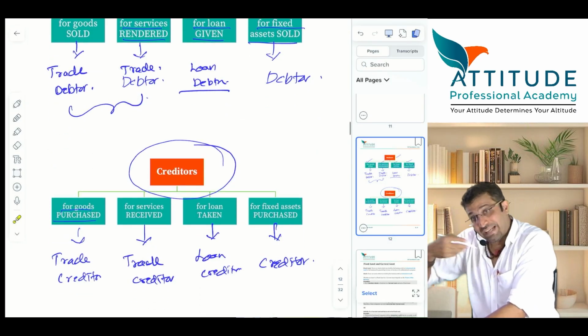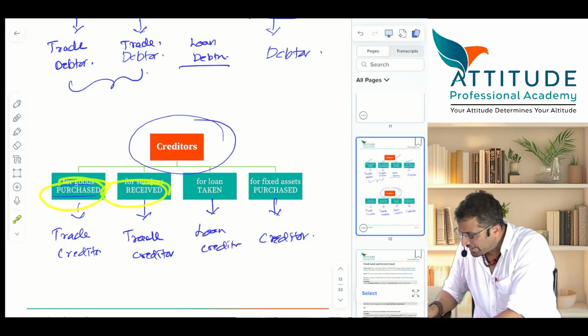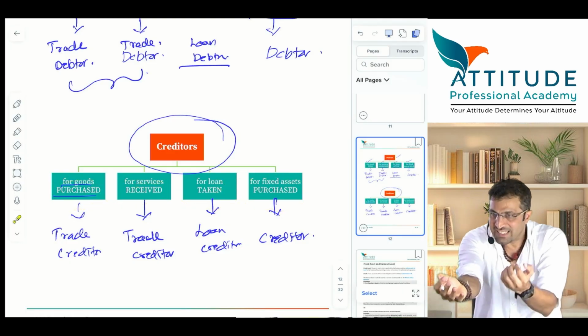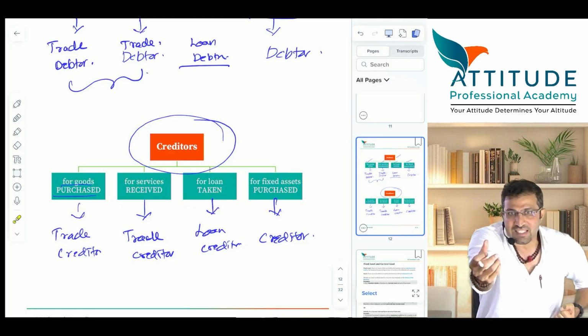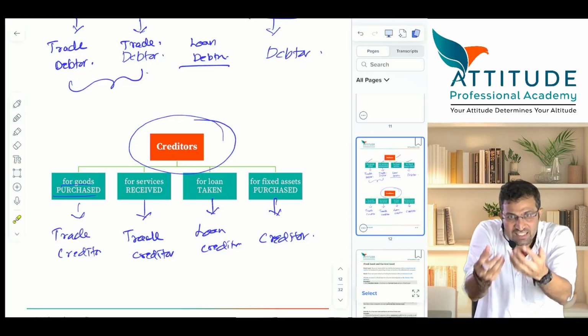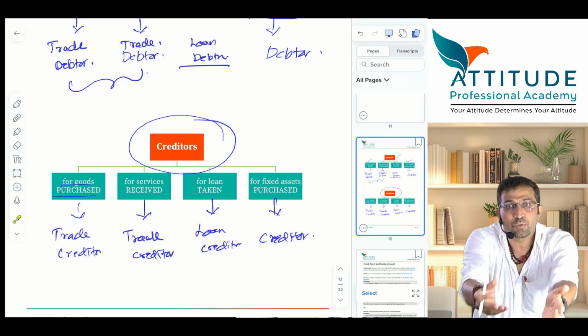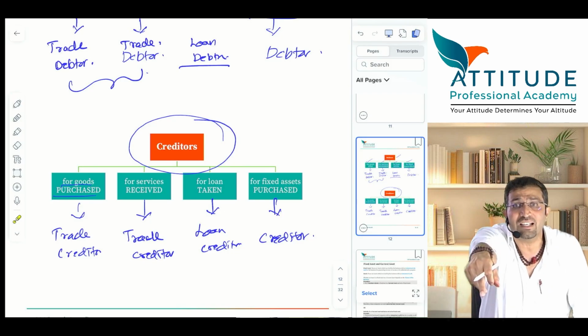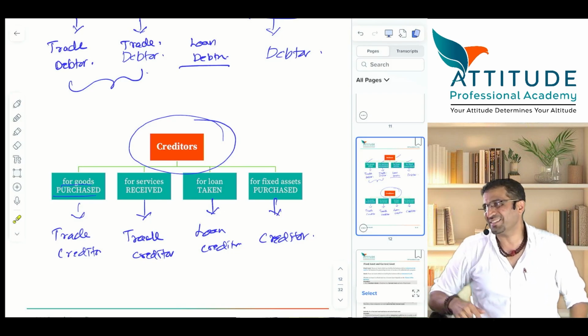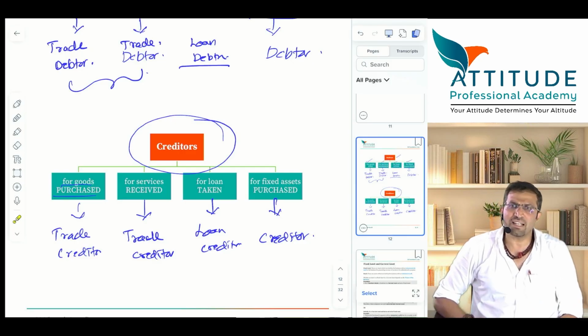Look at this, from my angle: purchased, received, taken. Means I have received the benefit. Have I passed on the benefit? I am yet to give the benefit to you. Benefits payable. For me, you are a creditor. This is simply what debtor and creditor means.